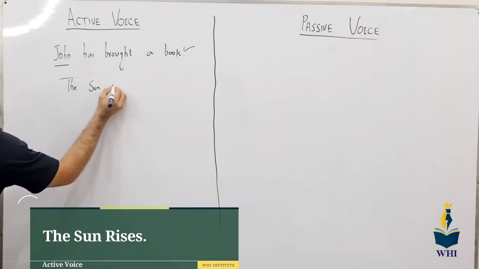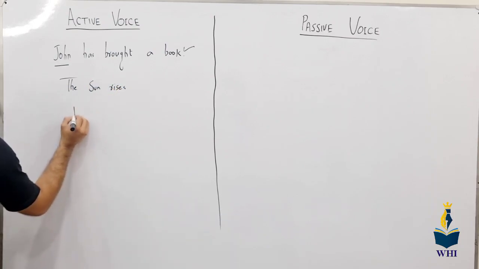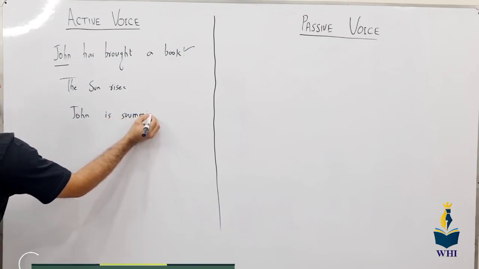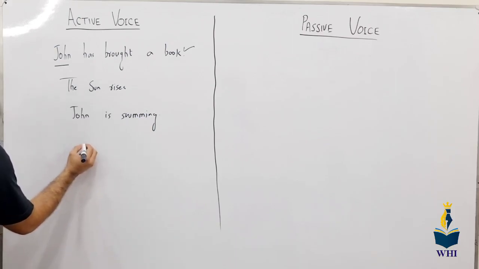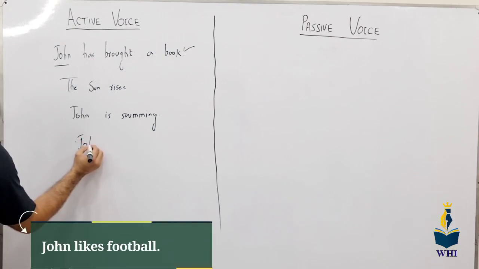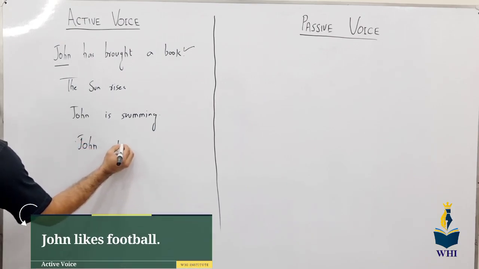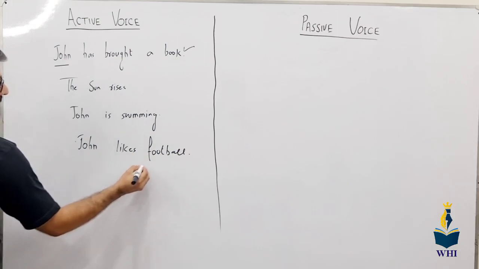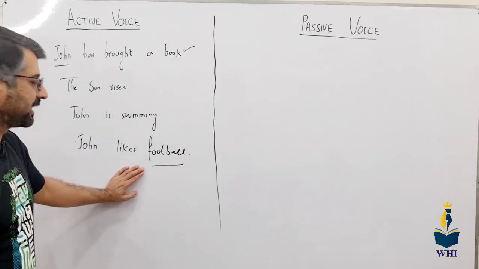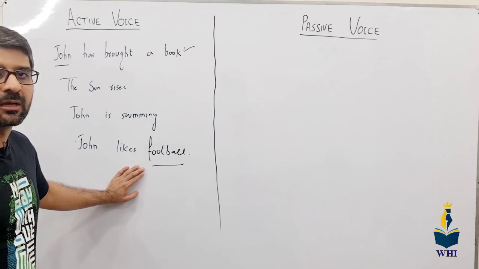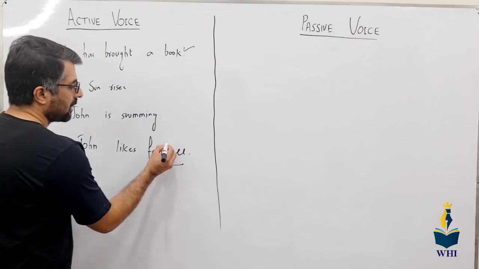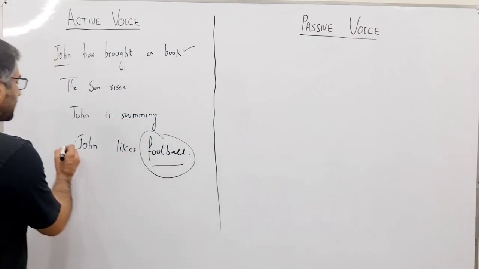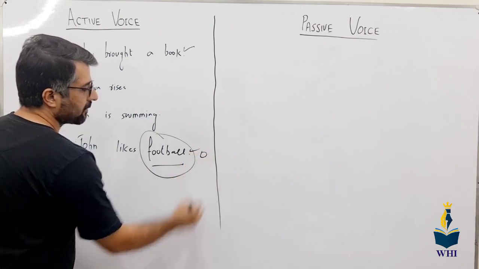The sun rises. John is swimming. John likes football. Okay. In this sentence, I have placed an object. So we can convert this into passive voice. I have given this example to clearly differentiate between these two kinds of constructions. In this construction, I have placed an object.